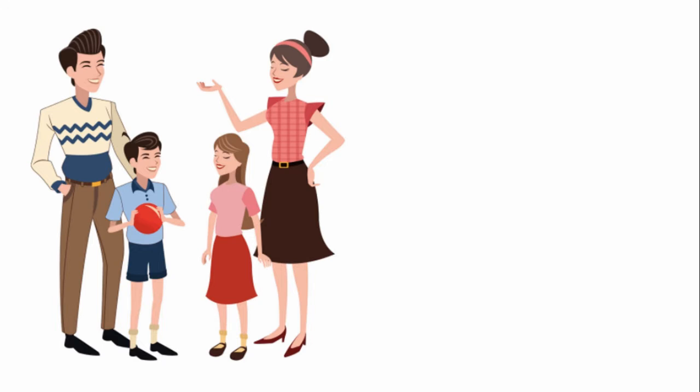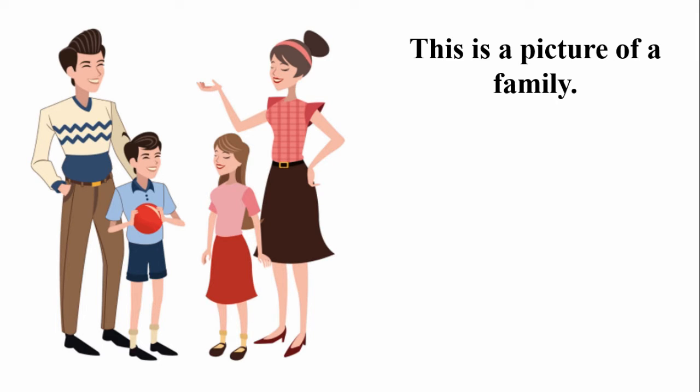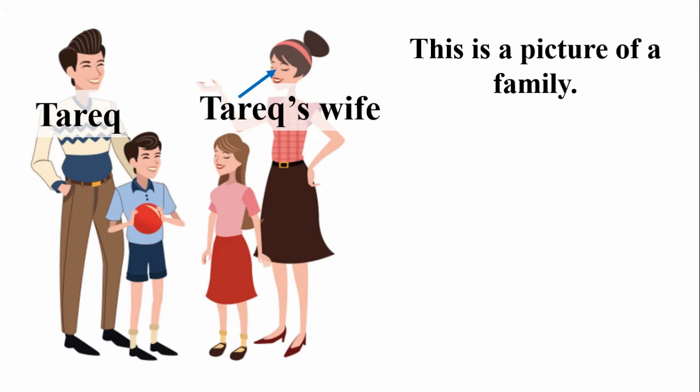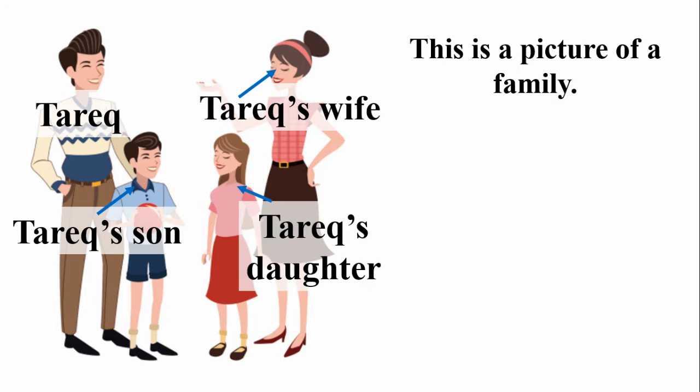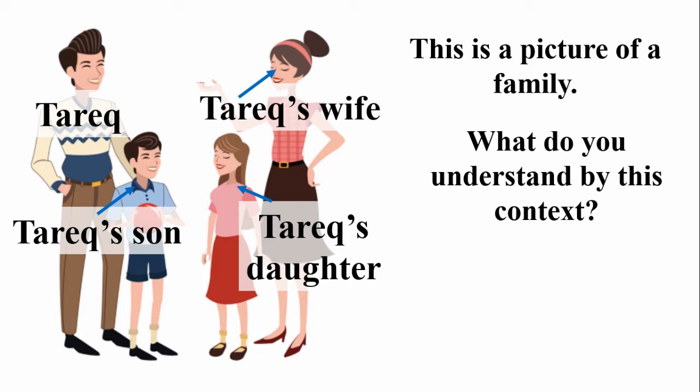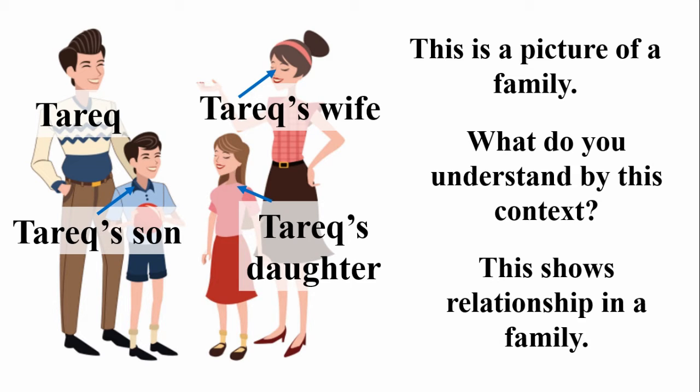Look at the picture. This is a picture of a family. This is Tariq. This is Tariq's wife. This is Tariq's son. This is Tariq's daughter. What do you understand by this context? This shows relationship in a family. This is Tariq's family.